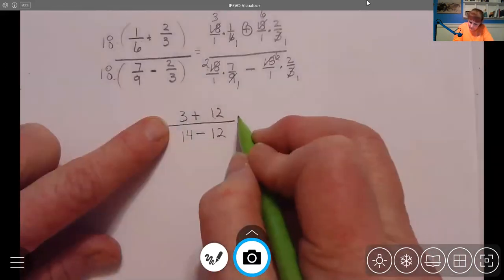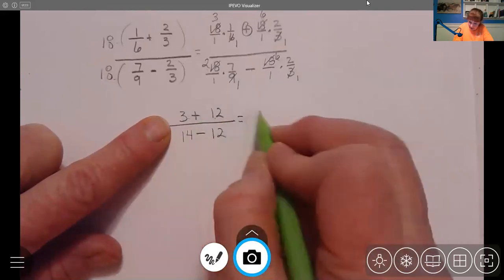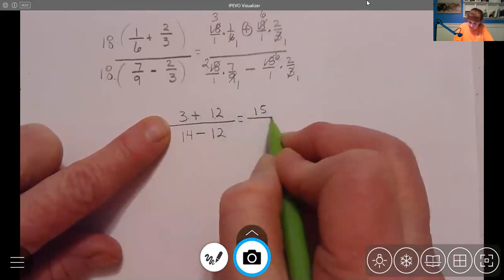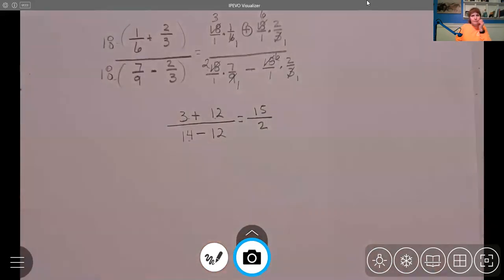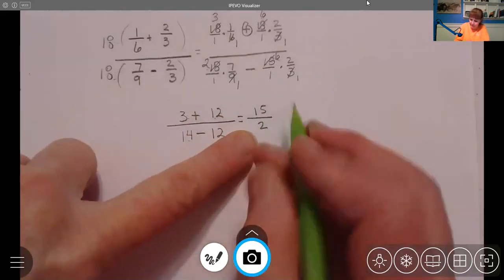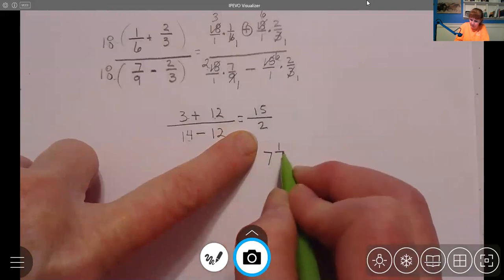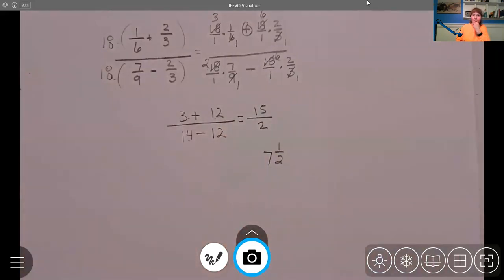So you do have to finish simplifying 15 over 2, 14 minus. So 15 over 2, again, they may want you to make that, okay, 2 goes into 15, 7 with 1 left over. Okay, they may want you to make it a mixed number, which we've had plenty of practice doing.